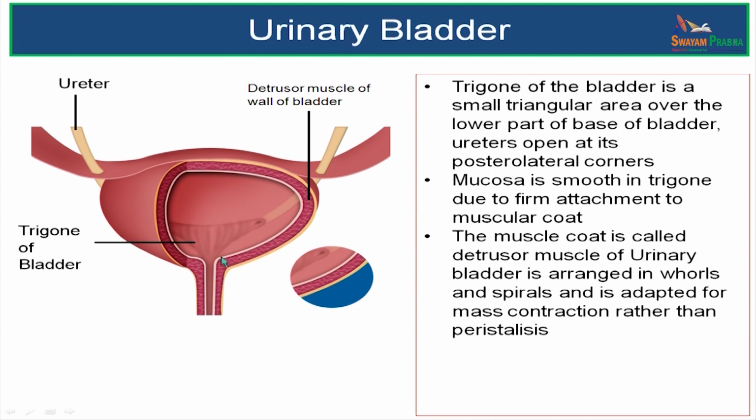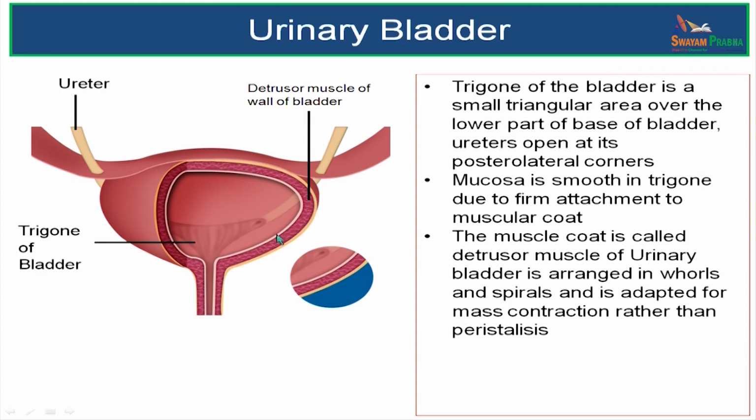The triangular area which is seen in the base of the bladder is the trigone of bladder, and you can see that the ureters are opening in the posterolateral corners. So, mucosa over the trigone is smooth because of the firm attachment to muscular coat.